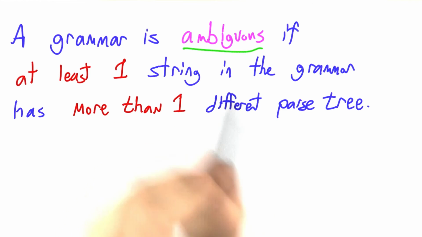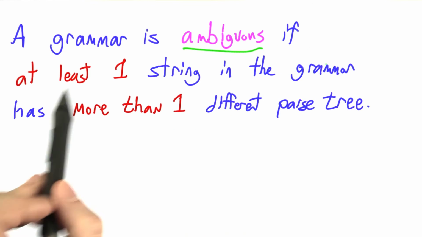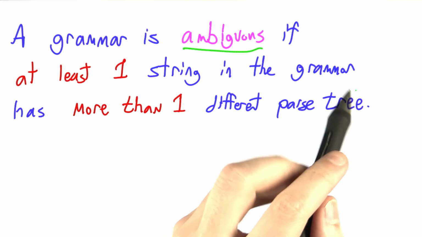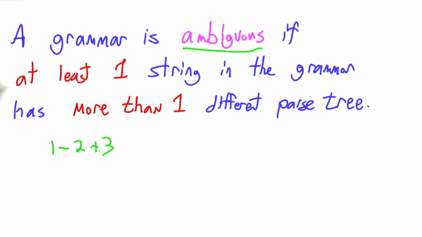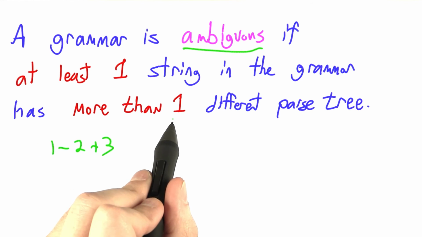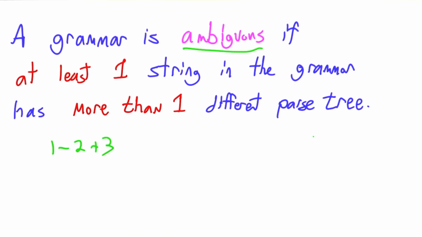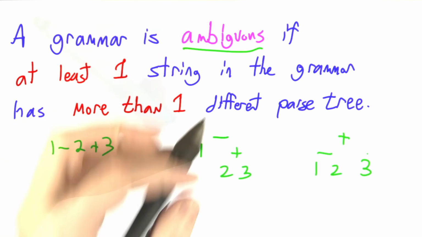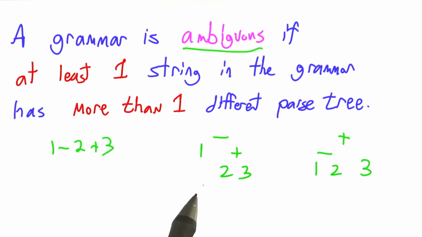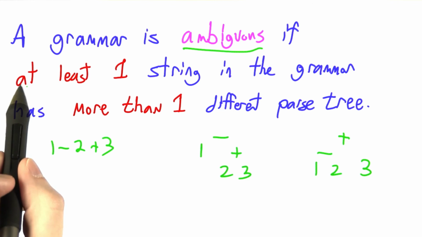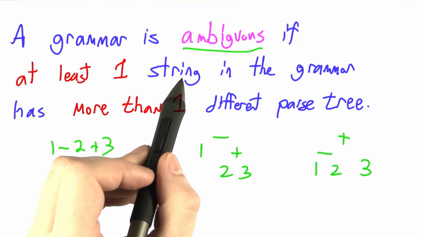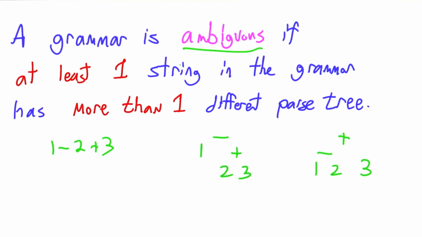Formally, we say that a grammar is ambiguous if there's at least one string in it, 1 minus 2 plus 3, and that single string has more than one parse tree. Here I've drawn very stylized versions of the parse trees. If you can find even one string for which this is true, officially the whole grammar is ambiguous.